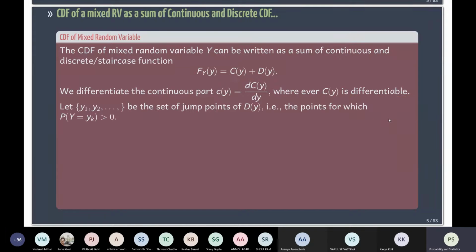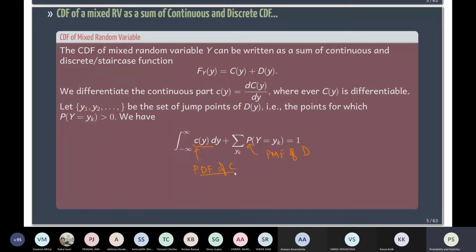Then we can retrieve cy, and let y1, y2, all those discrete points where we found the jumps, for the discrete part. That is the points for which we had some kind of jump. In other words, the probability was non-zero. Okay, and then what we can verify is this. So this is the PMF of the discrete part, and this is the PDF. Remember in the continuous case, we talk about PDF, not PMF. So PDF of the continuous part, okay?